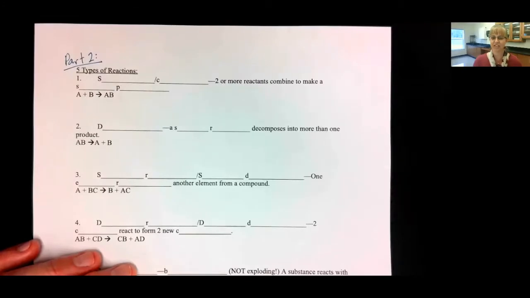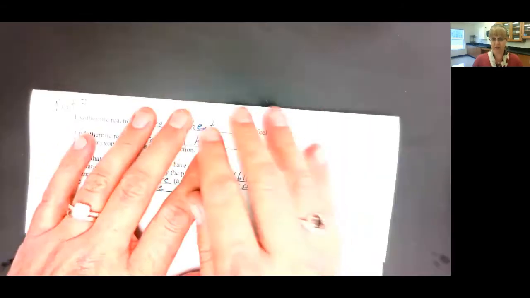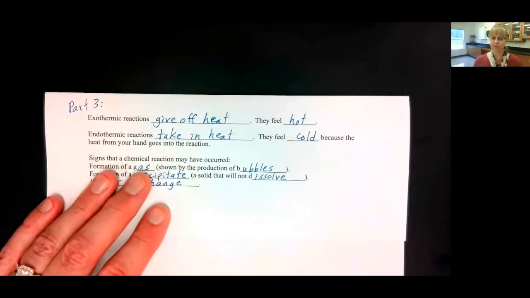So now we're ready to finish up part 3 of our notes. Part 2 was the 5 types of reactions. Go down to the bottom of the page and you'll see part 3. There are 2 categories of chemical reactions, exothermic and endothermic.